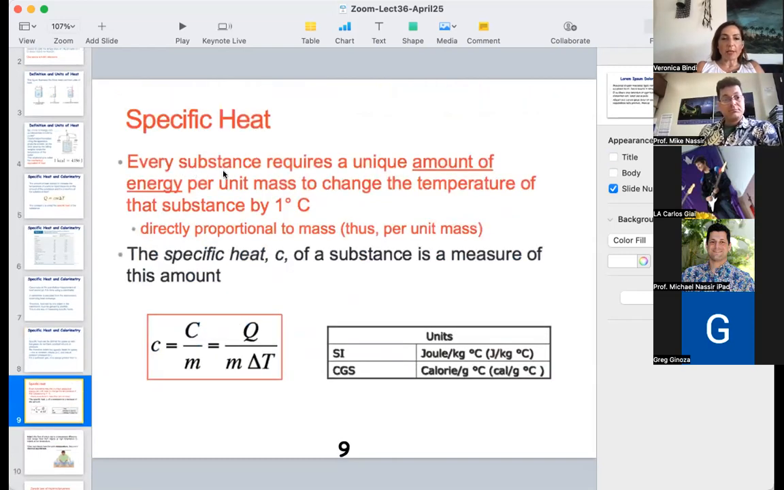And so every substance requires a unique amount of energy per unit mass to change the temperature of that substance by 1 degree Celsius. And this is directly proportional to the mass. So the specific heat c is capital C divided by m. And we have also seen that Q is c m delta T. And the units, as we saw before, in the international system are joules, kilograms, and Celsius, and in CGS are calories, grams, and Celsius.